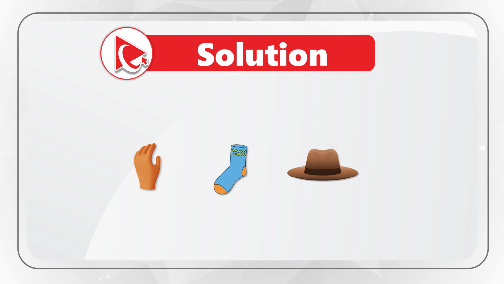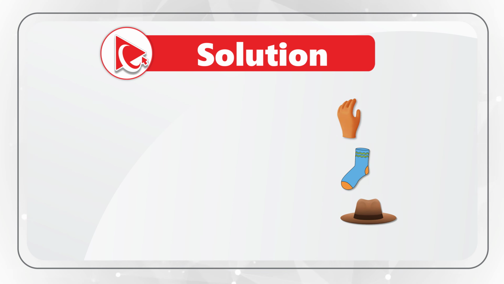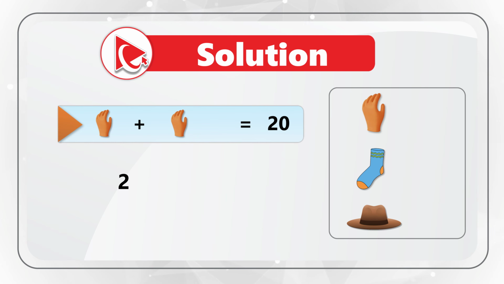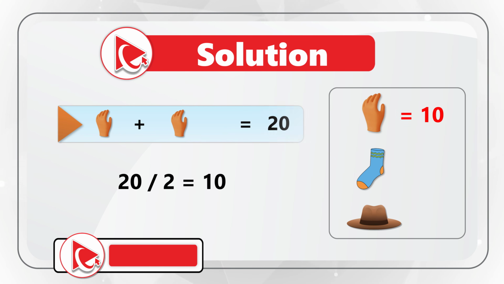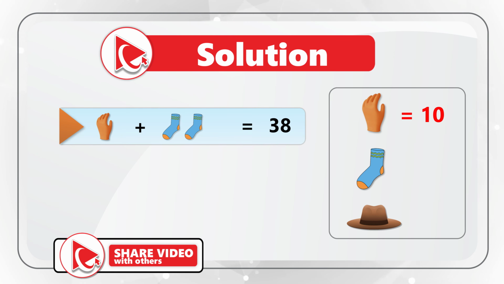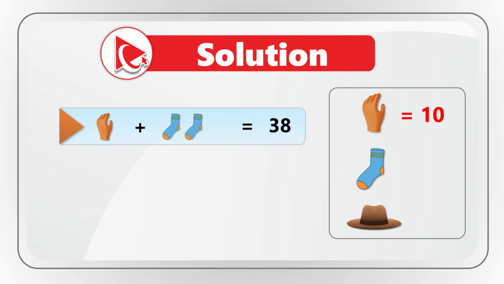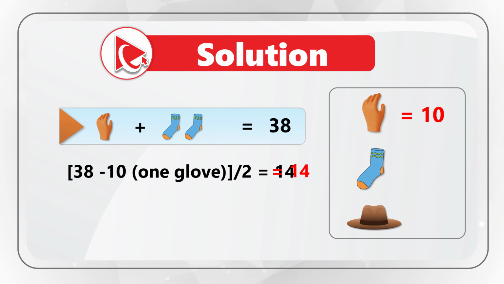You need to find the numbers for glove, for sock, and for the hat. Let's look at each expression in more details. Since 2 gloves equals 20, 1 glove is equal to 10, because 20 divided by 2 equals 10. Let's go to the second expression. 1 glove and 2 socks equals 38. Let's do the math to calculate what's the value of the sock. 38 minus 10, which is the calculated value for 1 glove, and then divided by 2 equals 14, which means that numerical value associated with 1 sock is 14.